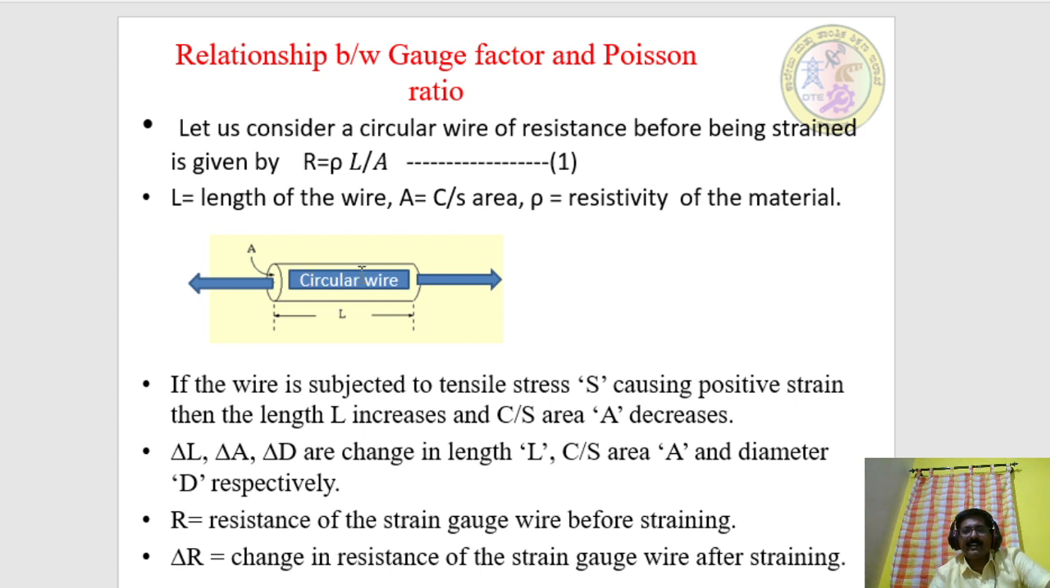So if this wire is subjected to a tensile force, a tensile stress is induced, represented by S, which causes a positive strain. Then the length increases and the cross sectional area decreases, that is, the longitudinal dimension increases and the lateral dimension decreases. Correspondingly, delta L, delta A, delta D are the change in the length, cross sectional area and diameter respectively. Capital R is the resistance of the strain gauge wire before straining. Then delta R is the change in the resistance of the strain gauge wire after straining.